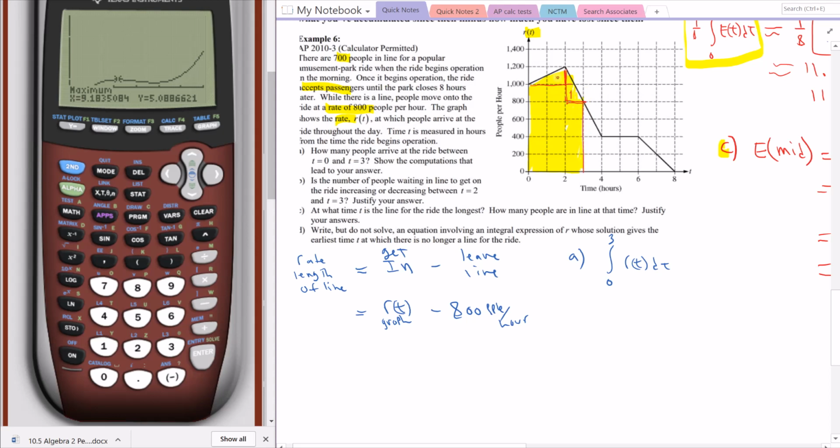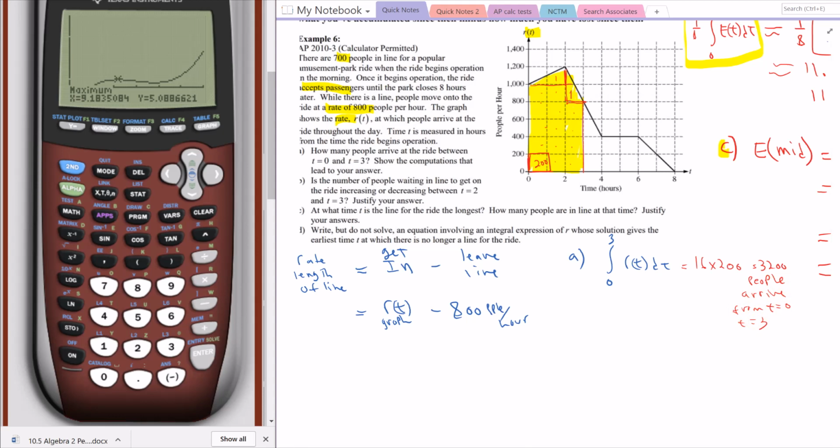So this has 1, 1, and then these are 1, 2, 3, 4, 5, 6, 7, 8, 9, 10, 11, 12, 13, 14. So a total of 16 boxes, but be careful, each box is 200, right? It's 1 times 2, so each box is 200 people. So we have 16 times 200, which is 3,200, and that's how many people arrive from t equals 0 to t equals 3.